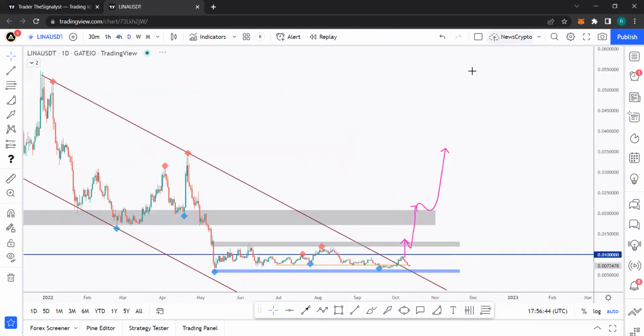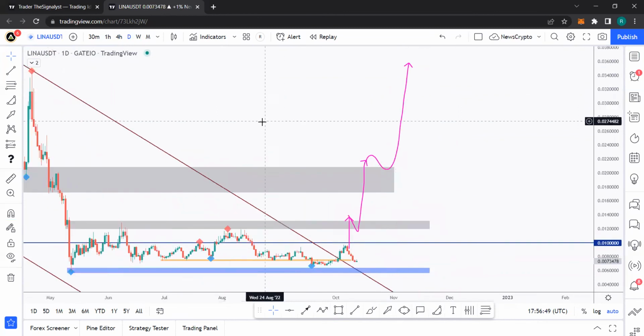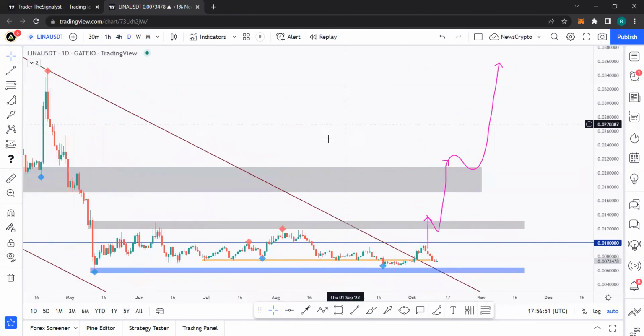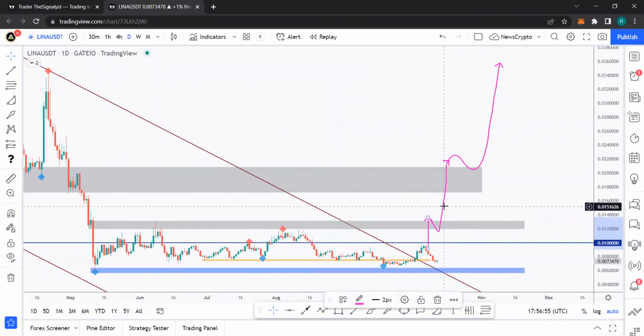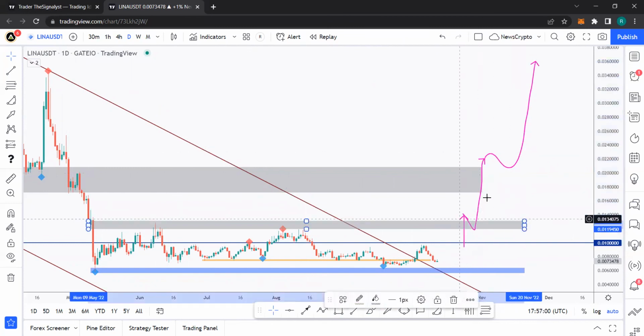If you want to request one last coin, let me know. On Lina, we are retesting the lower band. I'm still waiting for this break. Didn't happen, obviously, so let's move it aside. I'm waiting for these two phases: first one, second one.